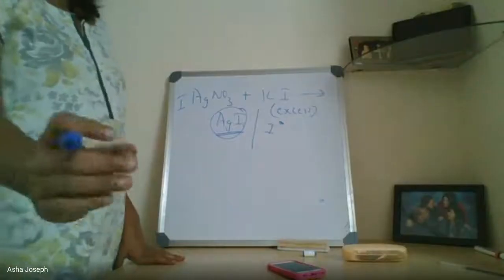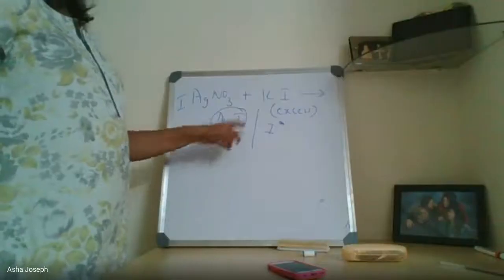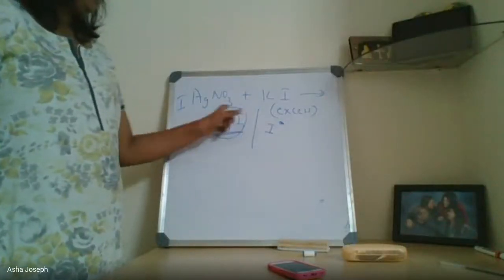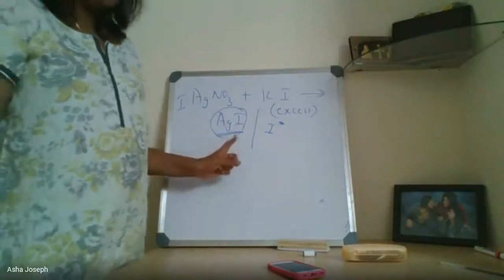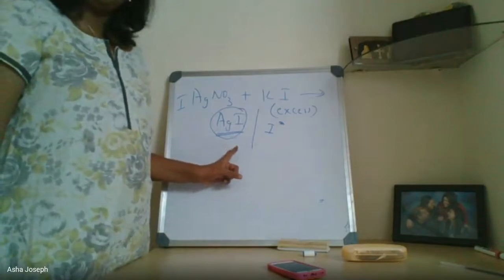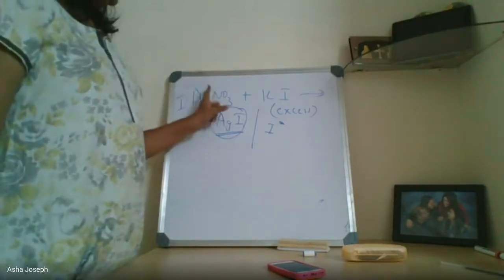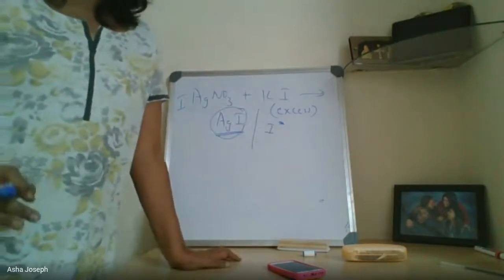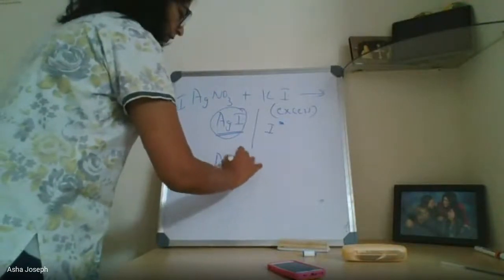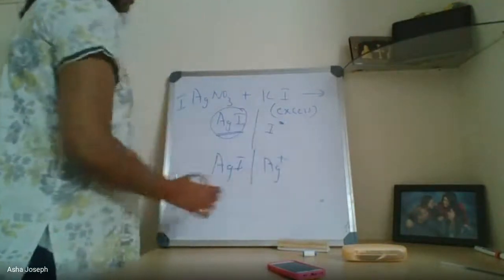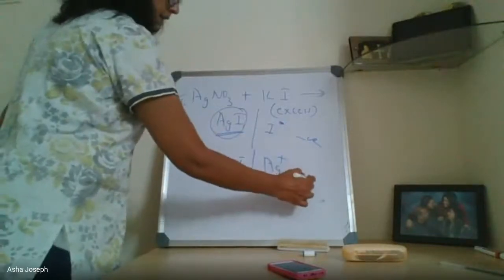When potassium iodide is in slight excess, the precipitate will adsorb the common ion I-. These are all examples. In this case, you will get a negatively charged colloid. Suppose you are adding silver nitrate to potassium iodide, in which silver nitrate is in slight excess, then the precipitate will adsorb silver ion. So you will get here a negative sol and here a positive sol.